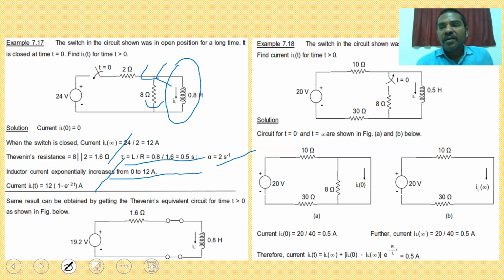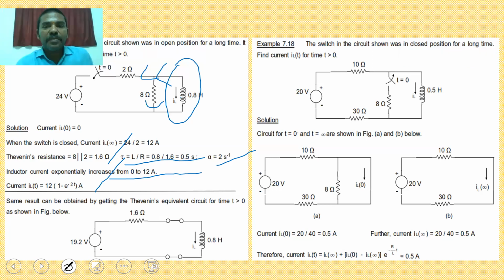Then coming to the next problem. Here the switch is in closed position for a long time, and we have to find the current through the inductor. Since the switch is closed for a long time, the inductor will be short circuited. So this is your circuit.